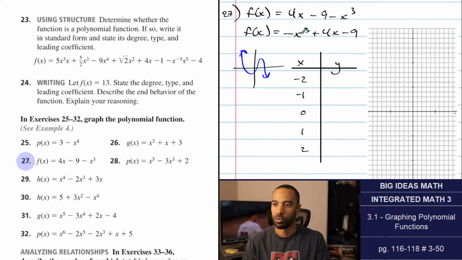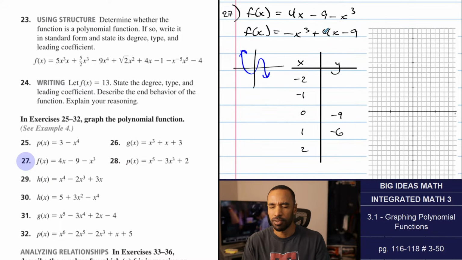All right, 0. 0 plus 0 minus 9. You might notice that these constants, as long as this is a standard form thing, is going to be the y-intercept of it, right? That negative 9. Plug in 1. I got negative 1 plus 4. That's 3. 3 minus 9 is negative 6. And then negative 8, 2 cubed and opposite. Negative 8 plus 8 is 0. Minus 9 is negative 9.